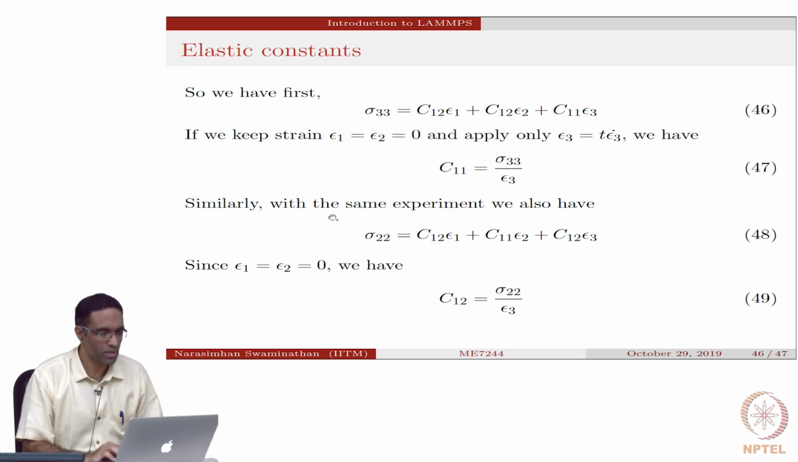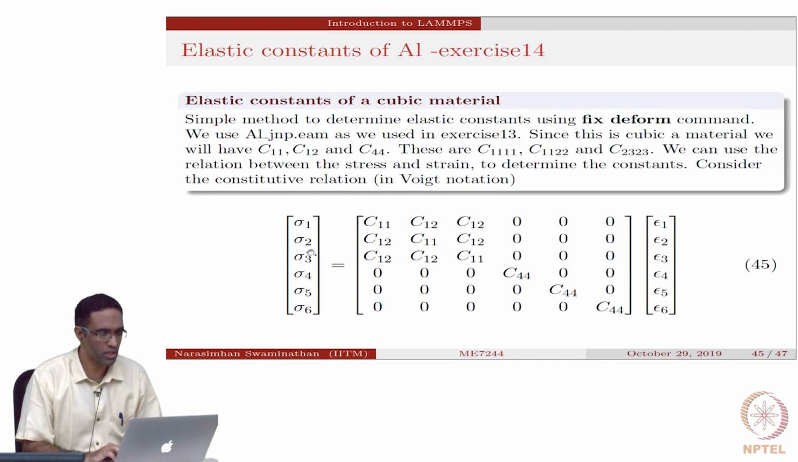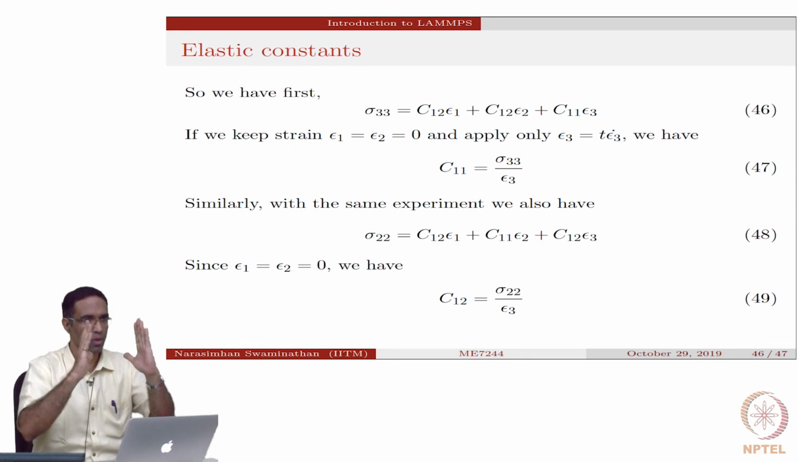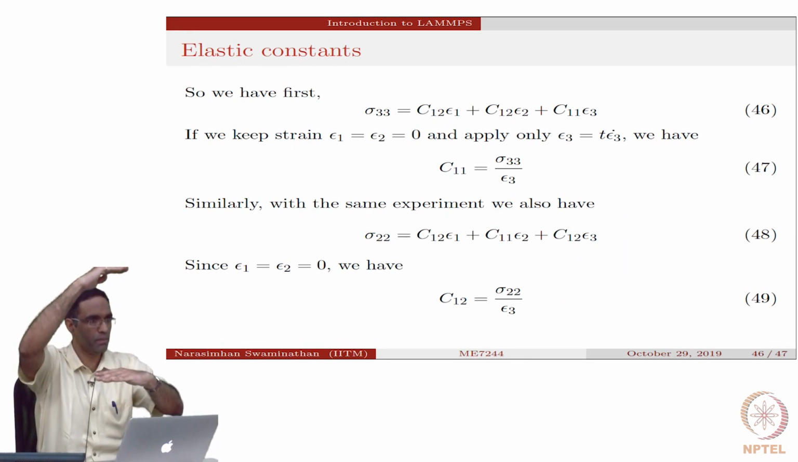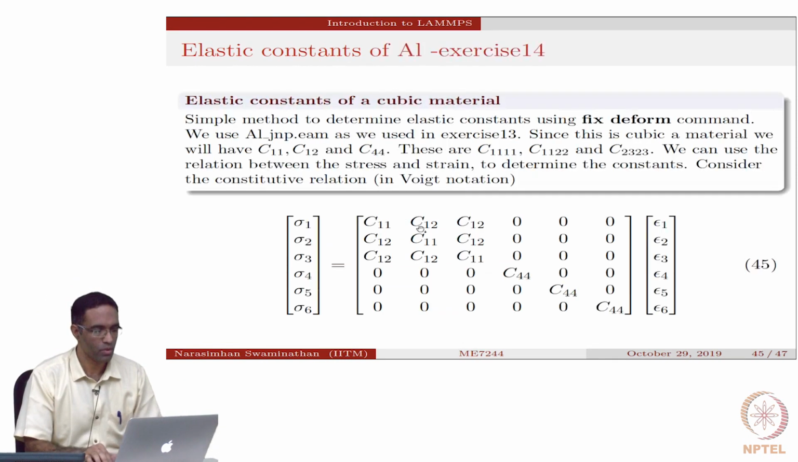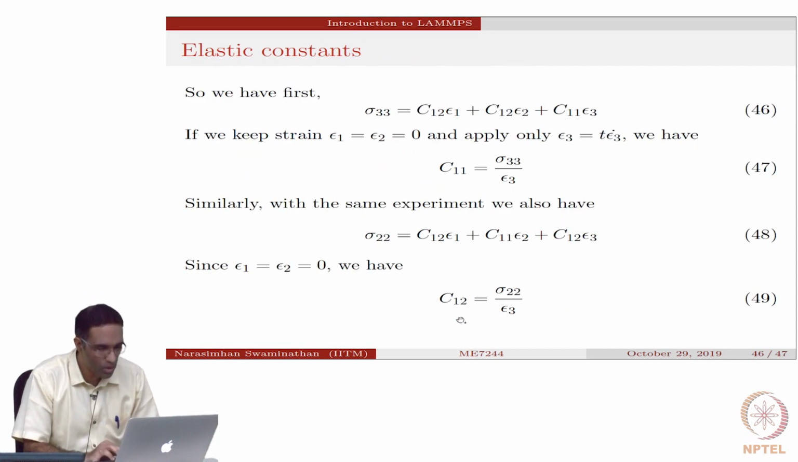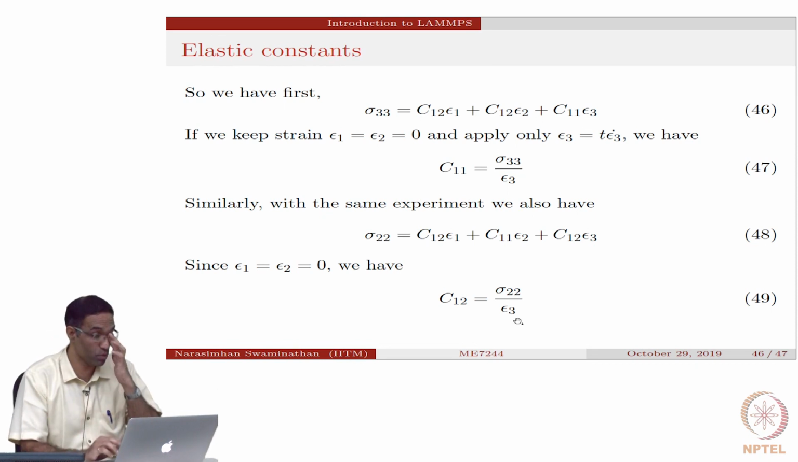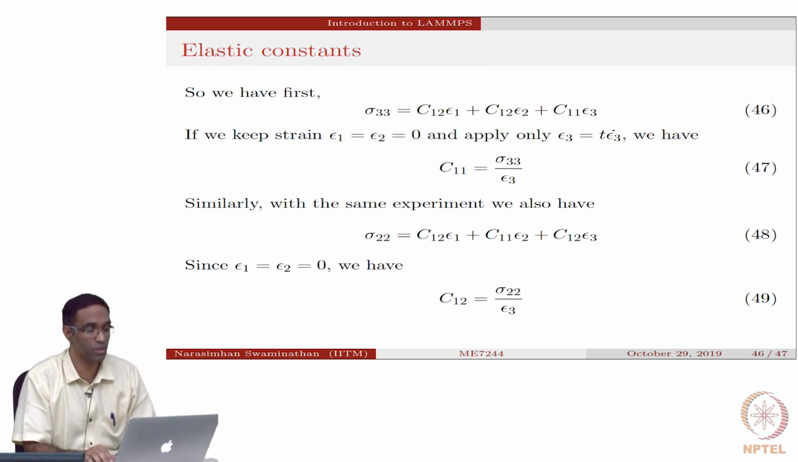Okay. Now, with the same experiment, with basically epsilon 1 and epsilon 2 constrained and only epsilon 3 applied, you can also see that sigma 2 is equal to C12 times epsilon 1, plus C11 times epsilon 2, plus C12 times epsilon 3, right. So, since epsilon 1 and epsilon 2 are 0, C12 turns out to be sigma 22 by epsilon 3. Okay, the slope of sigma 22 versus epsilon 3 will give you basically C12.